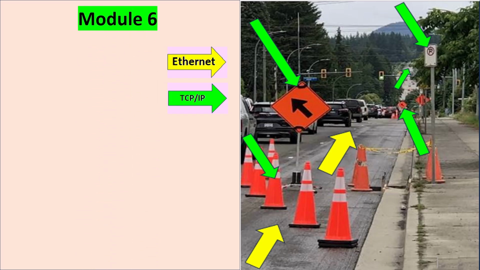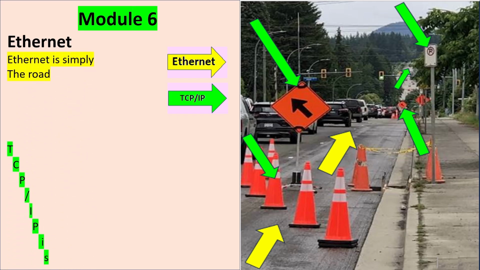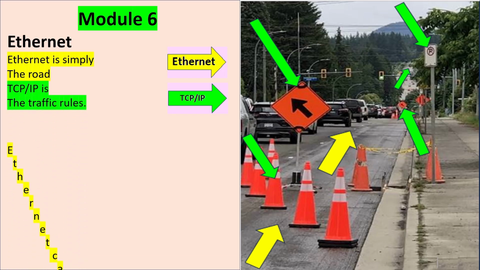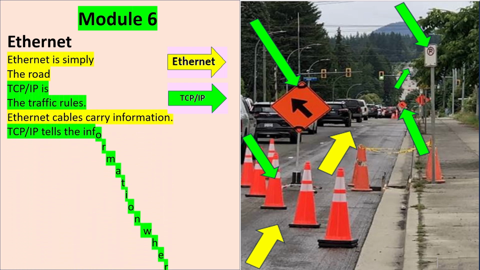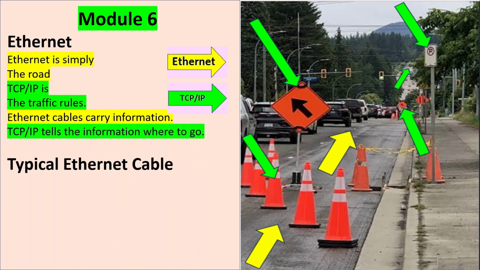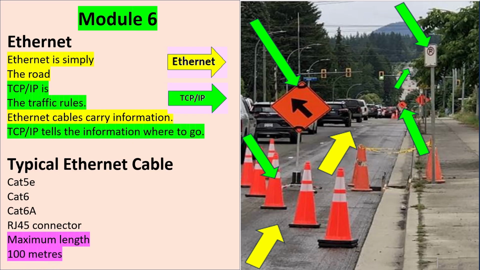Module 6. Ethernet. Ethernet is simply the road. TCP/IP is the traffic rules. So look at all the yellow ones, Ethernet, and the green ones, TCP-IP. Ethernet cables carry information. TCP-IP tells the information where to go. Typical Ethernet cables: Cat5e, Cat6, Cat6a, and RJ45 connector. Maximum length is 100 meters.